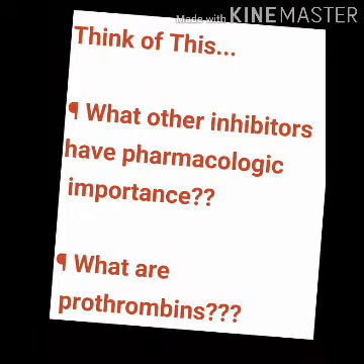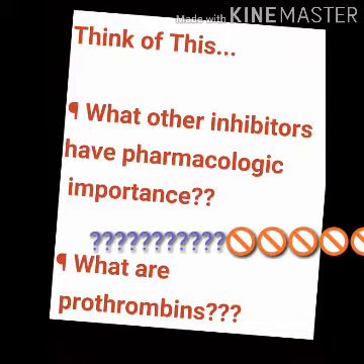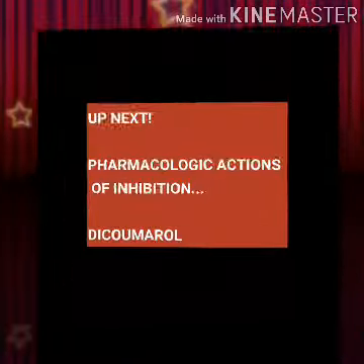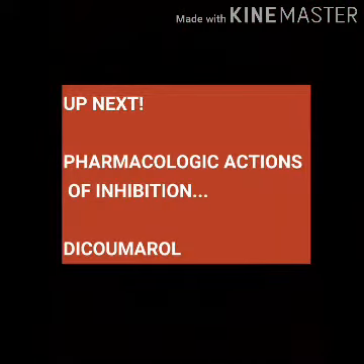Now think of this. What other inhibitors have pharmacologic importance just like methotrexate? And what are prothrombins, and what connection do they have with blood clotting? I know you'd like to have the answer to this also. So up next, we're having the pharmacological actions of enzyme inhibition, and this time around, we'll be discussing dicoumarol. I hope you enjoy this.